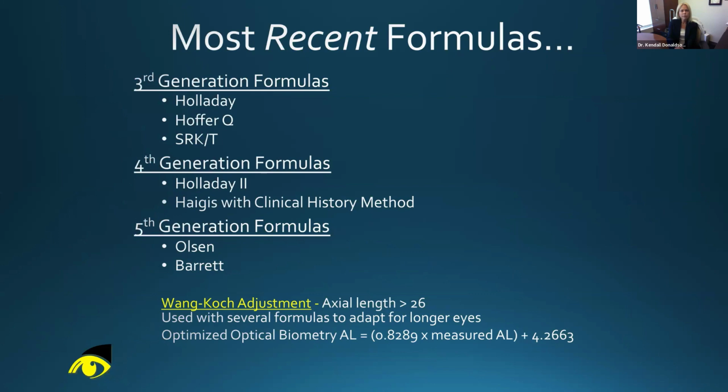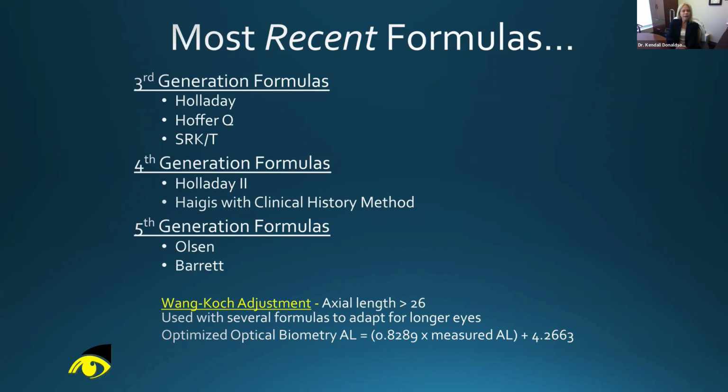So here are the formulas that we've used through the years, and they're kind of defined by the generation, where the 5th generation formulas are the most advanced, really take into account the most variables in calculating our IOL. So you can see the older generation, the Holladay, Hoffer, and SRK/T have now been modified to the 4th generation formulas. The Holladay 2 has to be a purchased software system.